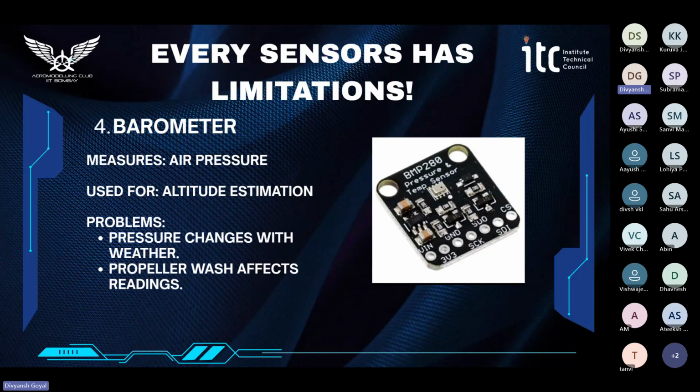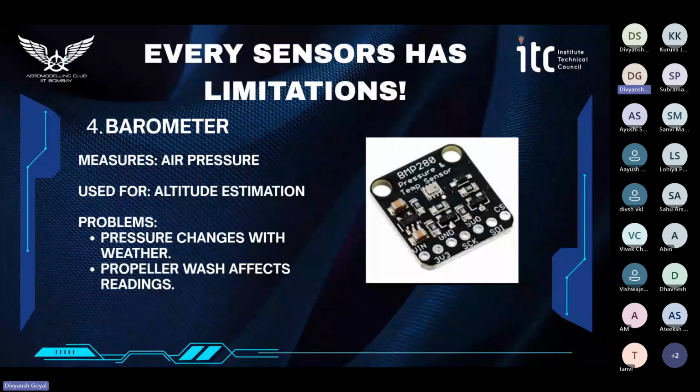For a barometer, which measures the altitude of our drone, the main problem is change in pressure. It may be due to weather or a propeller wash effect. Basically, propeller wash effect is when the propellers are rotating, it creates turbulence around them. So if we place our sensor near it, it will experience a change in pressure, which will affect the reading of the barometer.